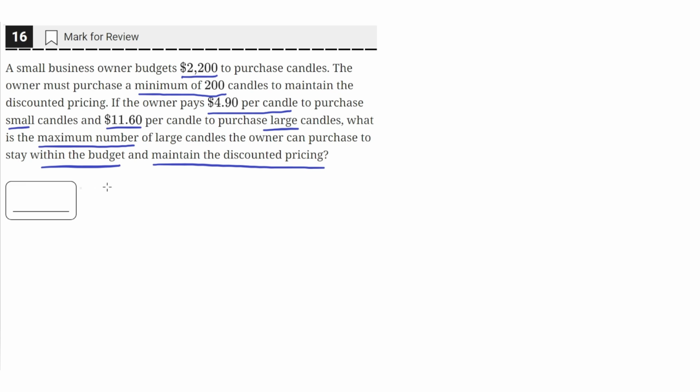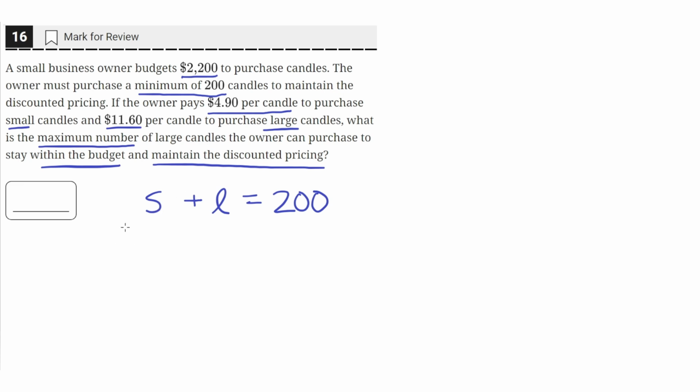Okay, so we have to meet two constraints here. The budget is 2,200, and we need to purchase at least 200 candles. So we can express this with two equations. Let's use S for small candles and L for large candles. The number of small plus large, let's say for now that they just add up to 200.